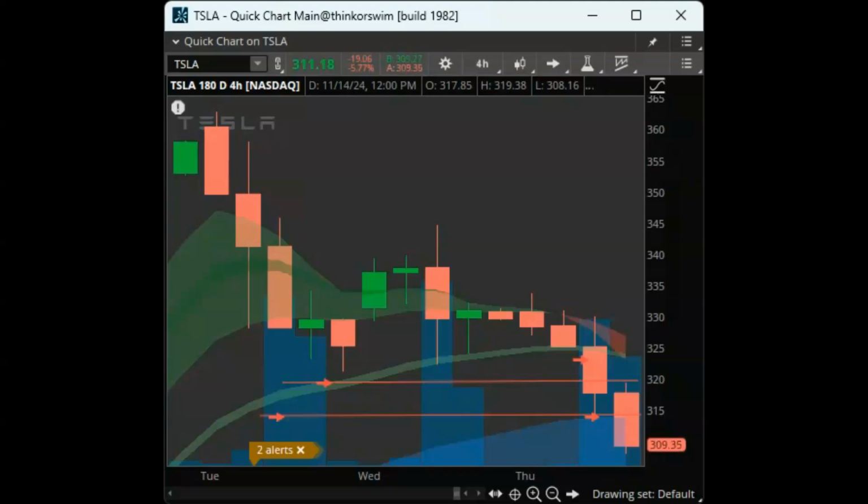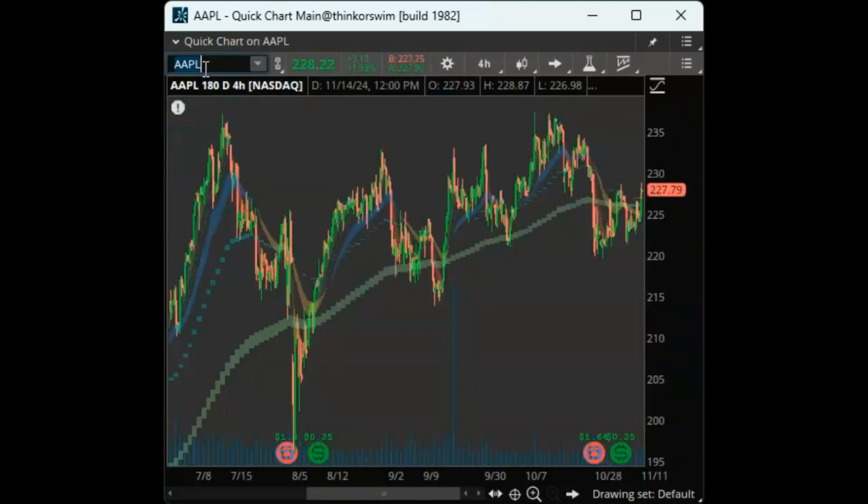Yeah, broken means it's under the clouds. It's either under the clouds or on the opposite of that, it's above the clouds. So you can look at Apple. I did not trade Apple today.